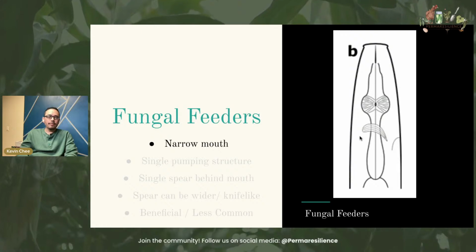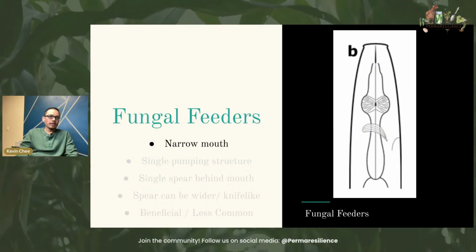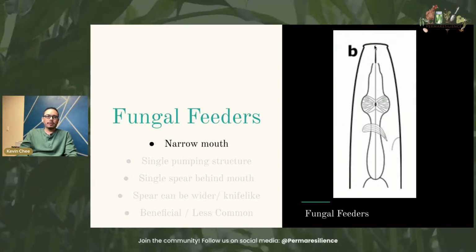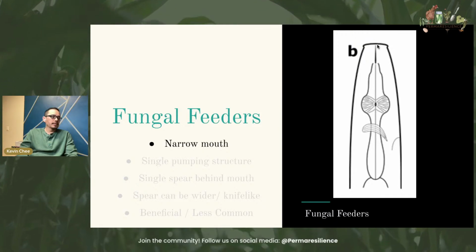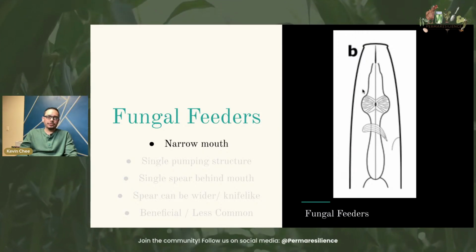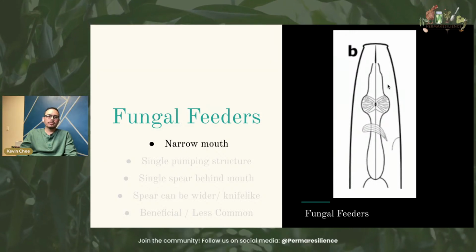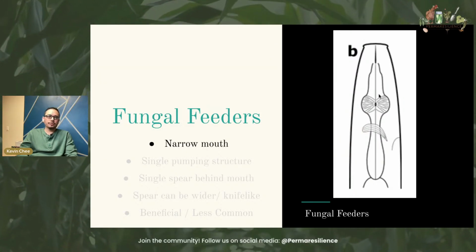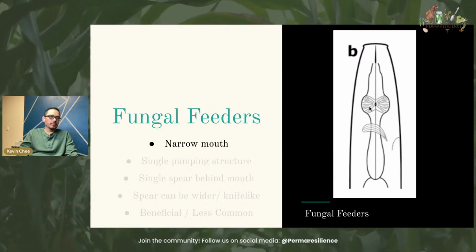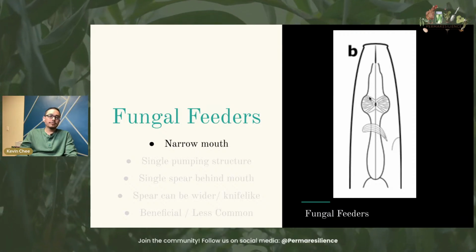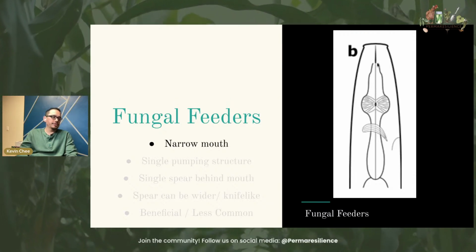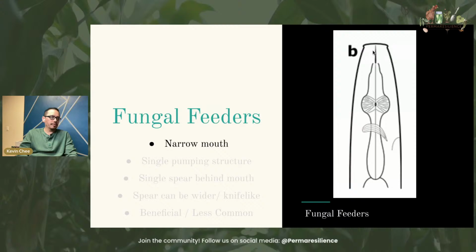Next, we have the fungal feeders. They have more of a narrow mouth, not quite all that frilliness on the front. They have a single pumping structure. So usually we'll see this dual pumping structure in the bacterial feeders, and we see the single pumping structure for the fungal feeders. In front of the pumping structure, we'll have a spear just inside their mouth.